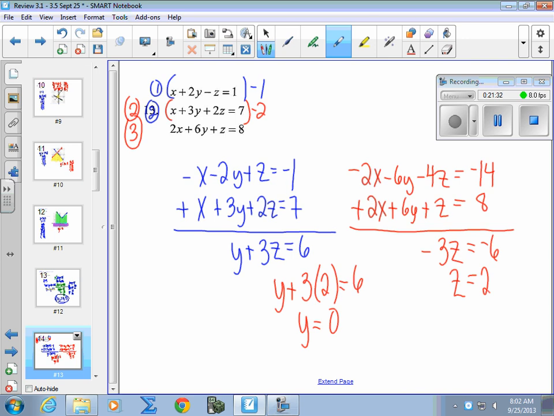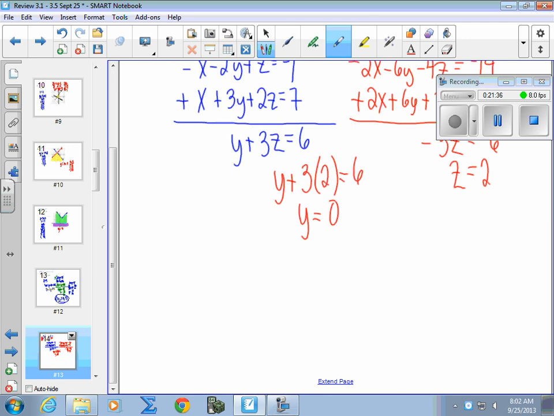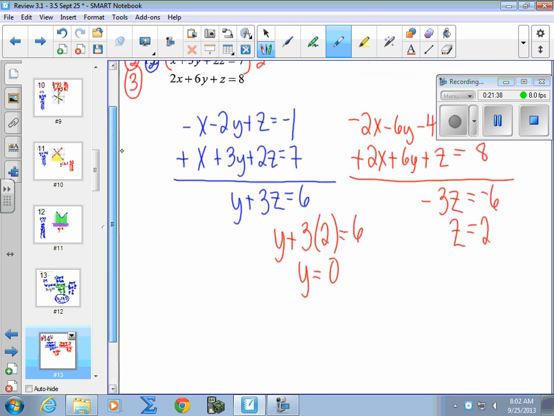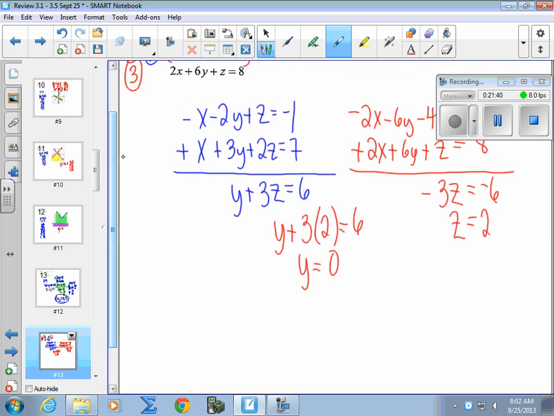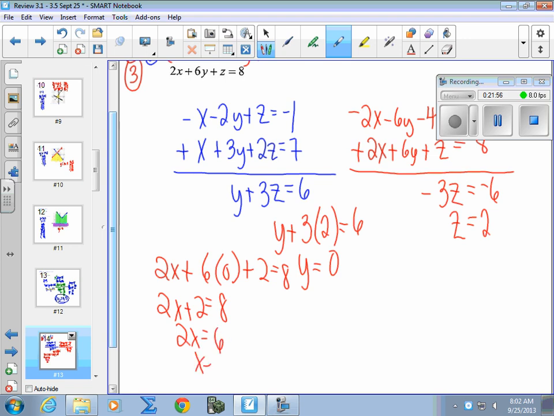And we have to solve for x. So we go back up to one of the equations. Let's just do equation number 3. We have 2x plus 6 times 0 plus 2 is equal to 8. So I have 2x plus 2 is equal to 8. So 2x is 6. So x is 3. So the ordered triple is 3, 0, 2. That was all right.